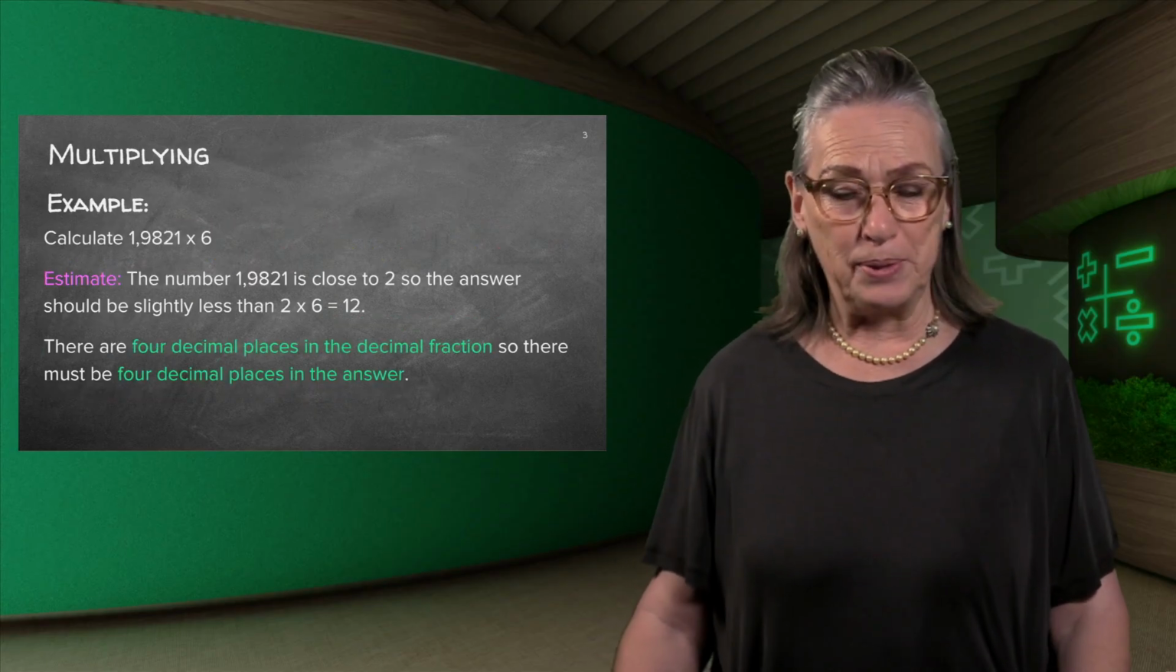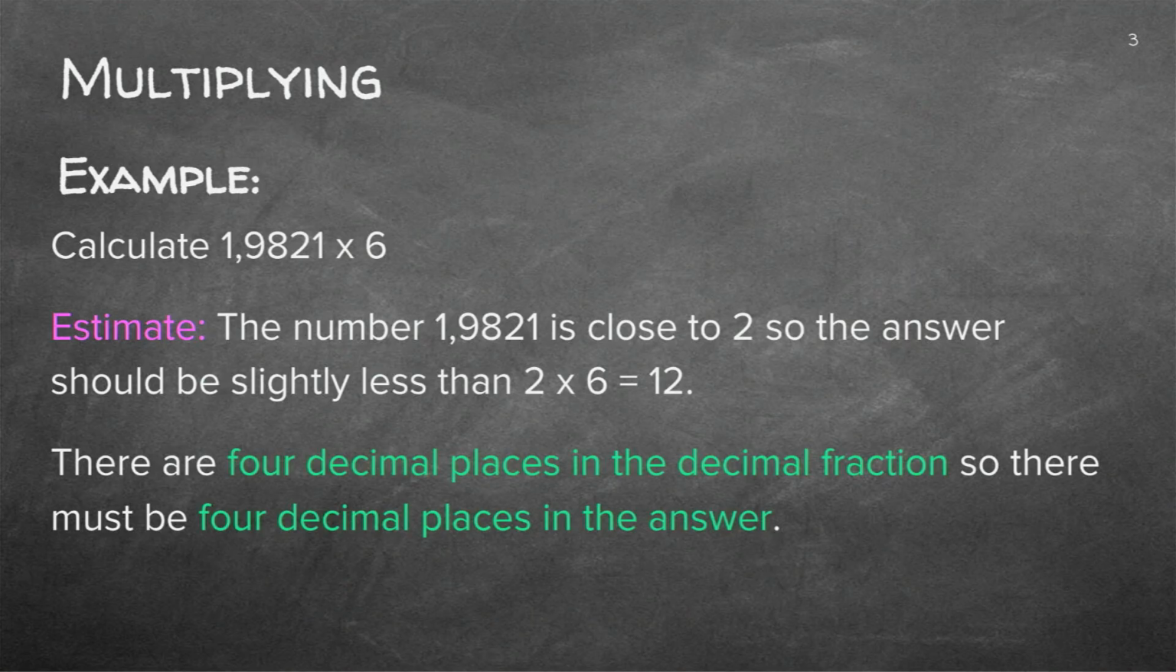Let's do an example. If we calculate 1,9821 times 6, you will agree with me that 1,9 is very close to 2, correct? So for our estimation, we multiply 2 times 6, and that is going to be 12. But 1,9821 is less than 2, so we can estimate that our answer will be less than 12.